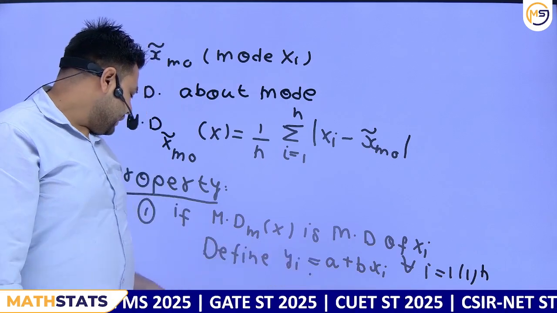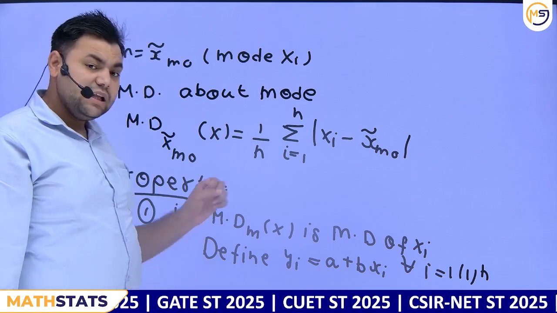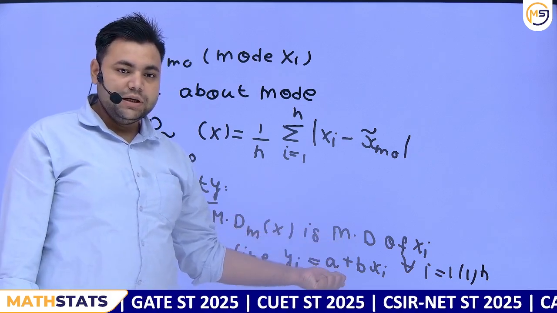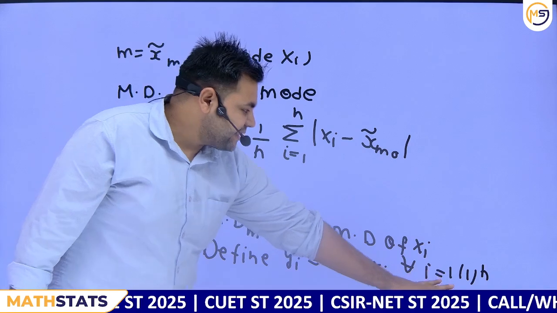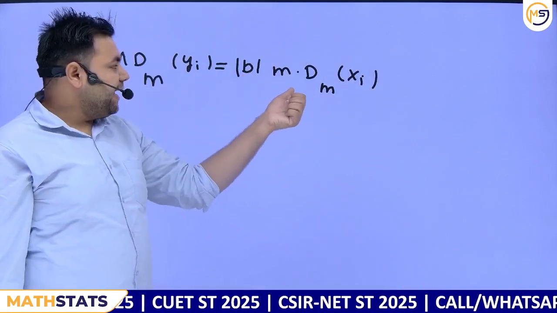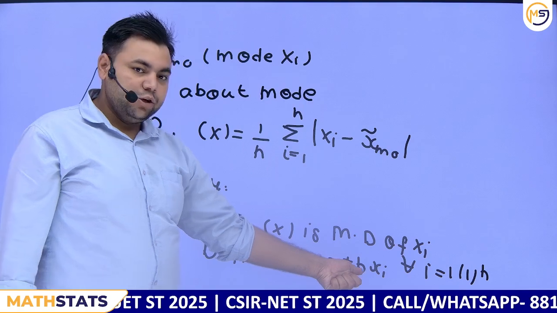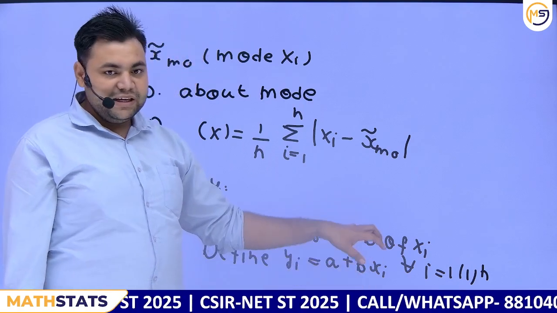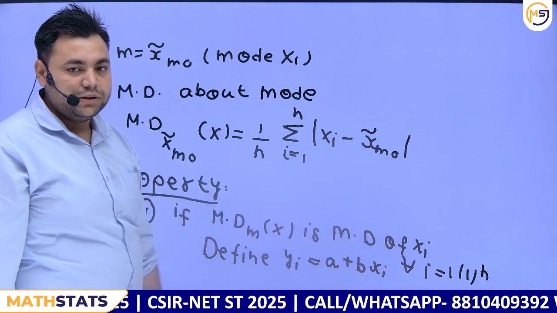So I told you yesterday, we discussed in yesterday's class, that there is no effect of origin but there is an effect of scale, and the effect of scale is that mean deviation of yi equal to mod of b times that of xi. So it doesn't matter if b is positive or negative. If b is positive, then mean deviation is the same. If b is negative, then mean deviation of y is also equal.